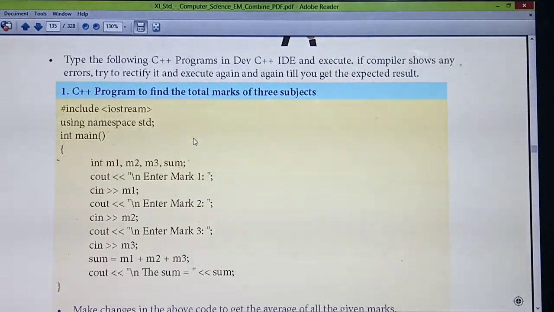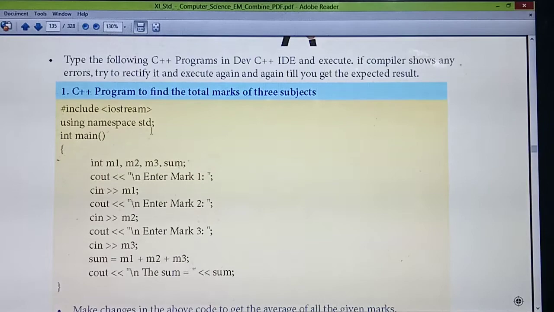What's the format for writing a C++ program? First you should mention the header file. What's the header file? #include iostream. Then what's the second thing? Using namespace std. What's the use of iostream? All the input and output operations will come under iostream. What are the input and output operations? cin and cout. That will come under which one? iostream.